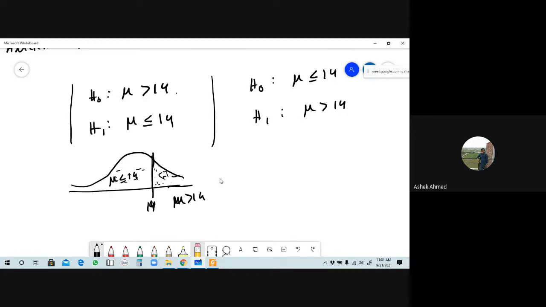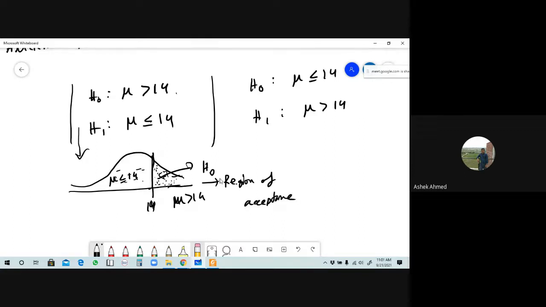Now tell me, for that case, in which region is the null hypothesis true? On the left or right side of 14? In which region will the null hypothesis be accepted, the right side or the left side of 14? So the right side. You can say that in that region the null hypothesis is accepted, so that region will be called the region of acceptance.